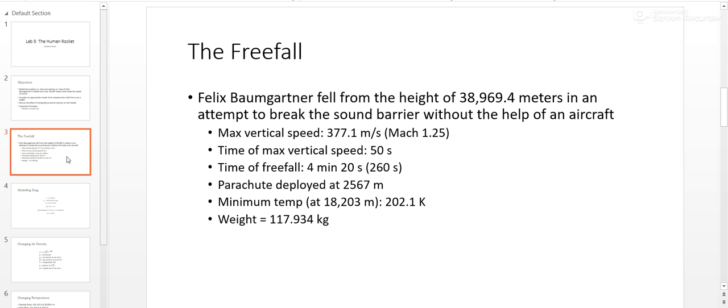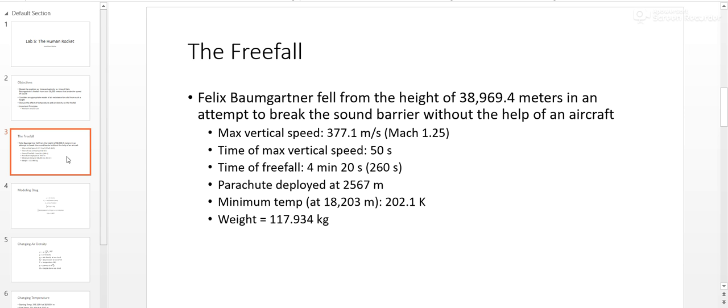In the free fall, Felix Baumgartner fell from a height of 38,969.4 meters in an attempt to break the sound barrier without the help of an aircraft. His max vertical speed was 377.1 meters per second, achieved at a time of 50 seconds.